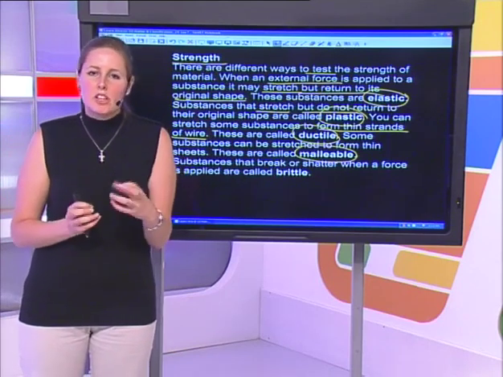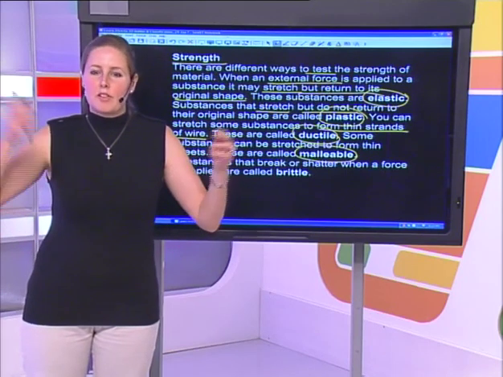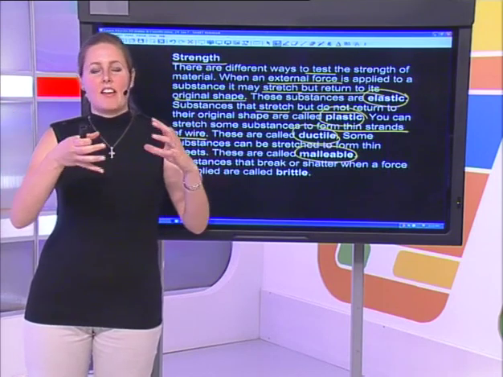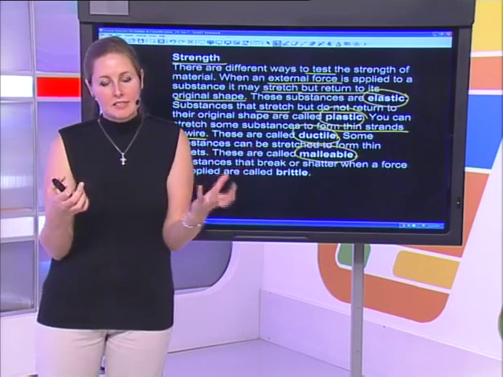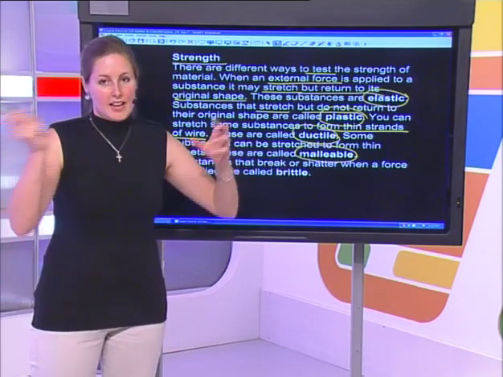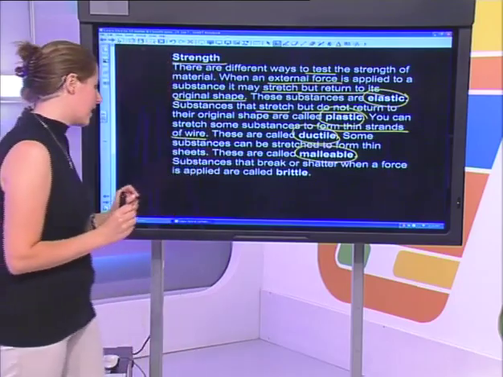And by malleable, you're thinking of all metals. If you think of a metal worker hitting against different things with a hammer and shaping some beautiful things out of metal, because they can be shaped and forced into various different shapes.